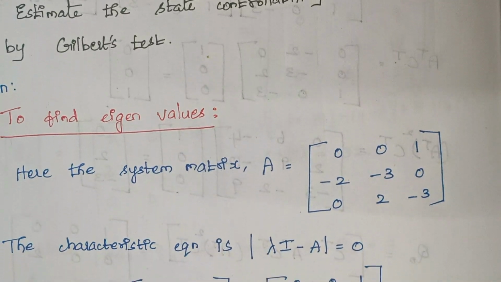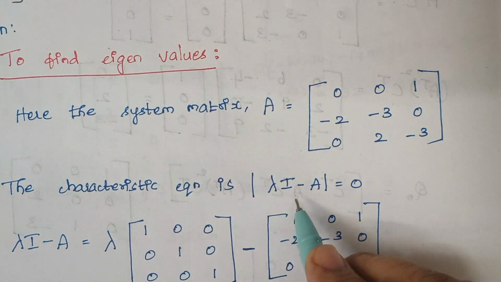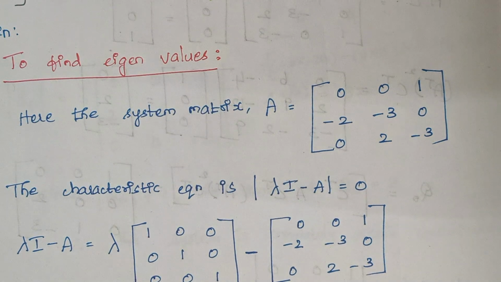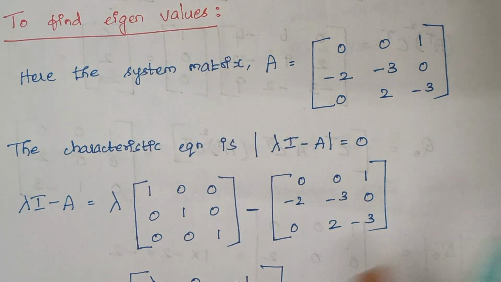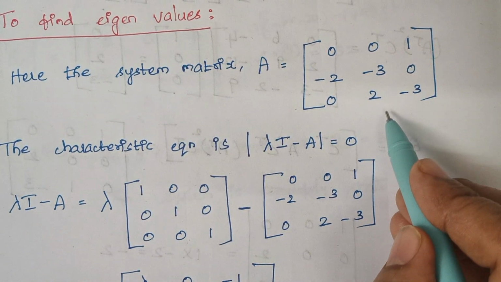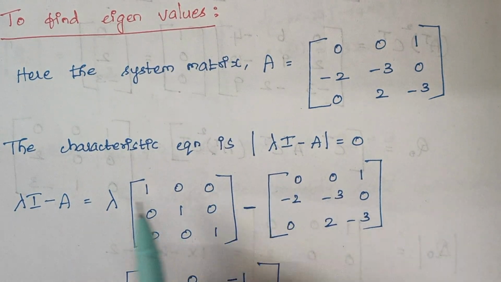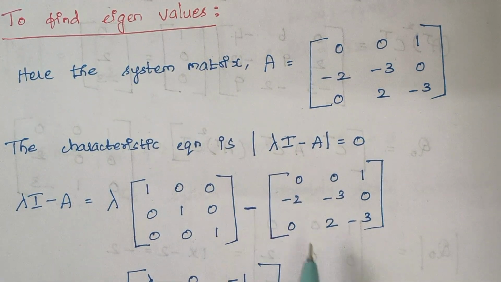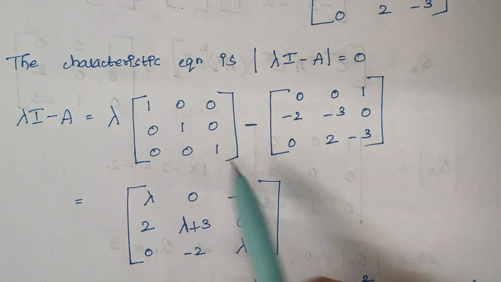The characteristic equation is given by the determinant of lambda I minus A, which is equal to 0. Here lambda I minus A is given by lambda times the identity matrix. Since we have a 3 by 3 matrix, the identity matrix should be of the same order, minus A. This is your given matrix A. When you subtract these two matrices, this is your final output matrix.